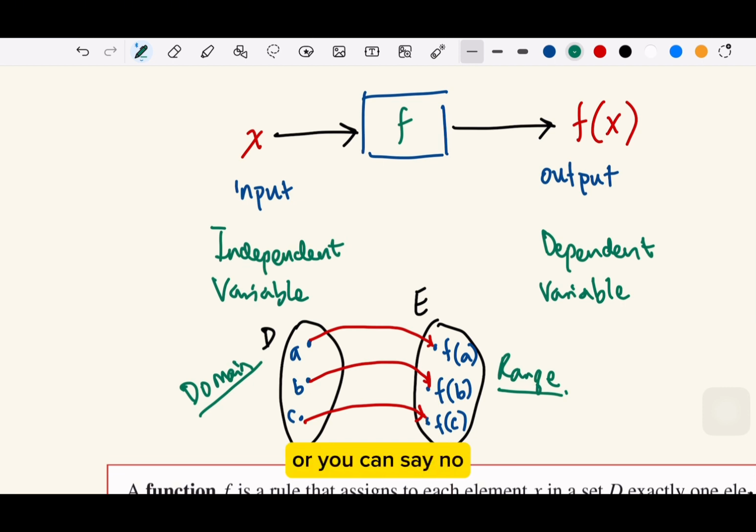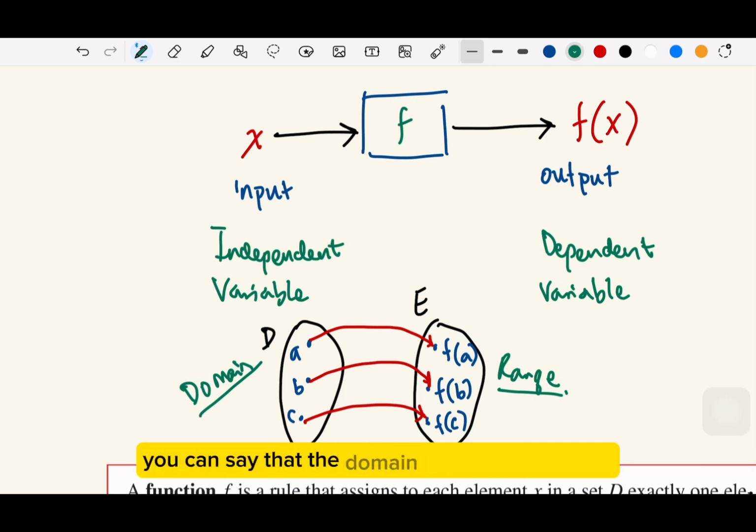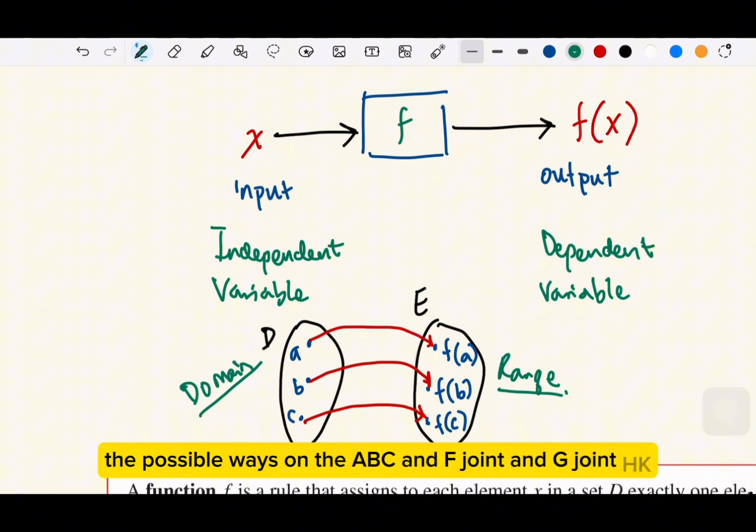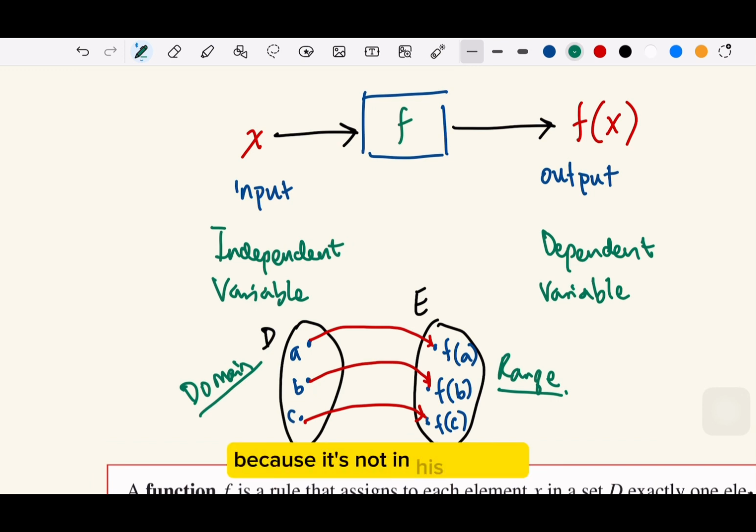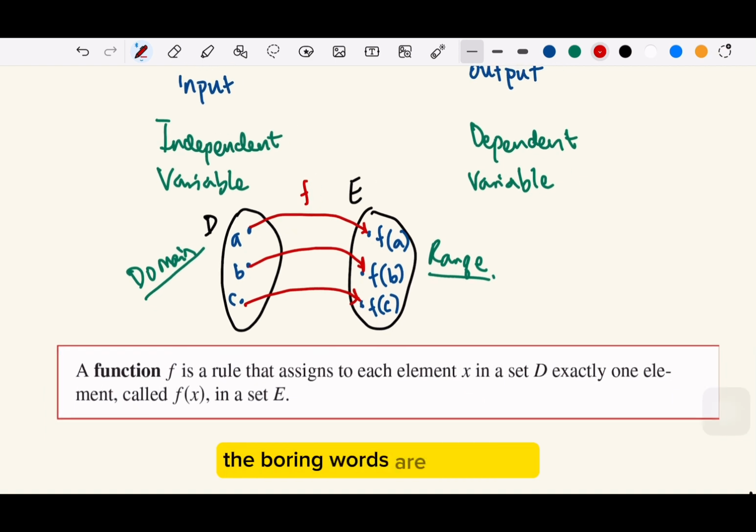Or you could say, no, it's not in my domain. It's not in my domain area. It's not my responsibility. It's not in my field. You can say that. The domain is something that is supposed to be happening, this is your work, and it's supposed to be the possible ways on A, B, C. Can F join? Can G join? H, K? No, because it's not in its domain. So this is the function.